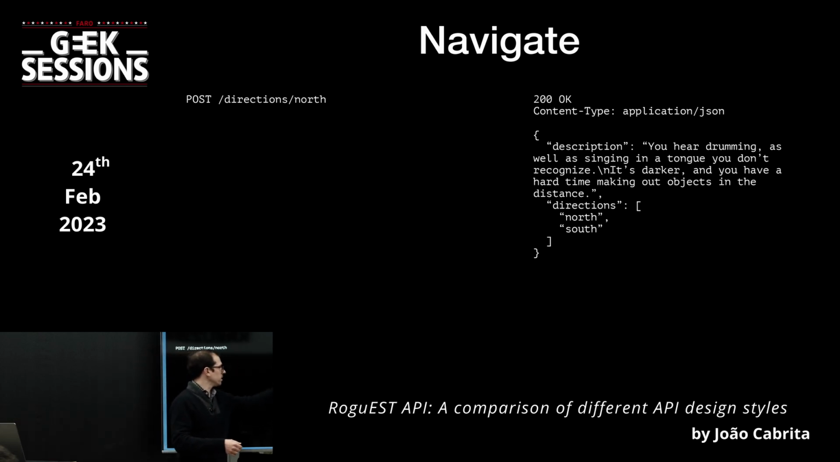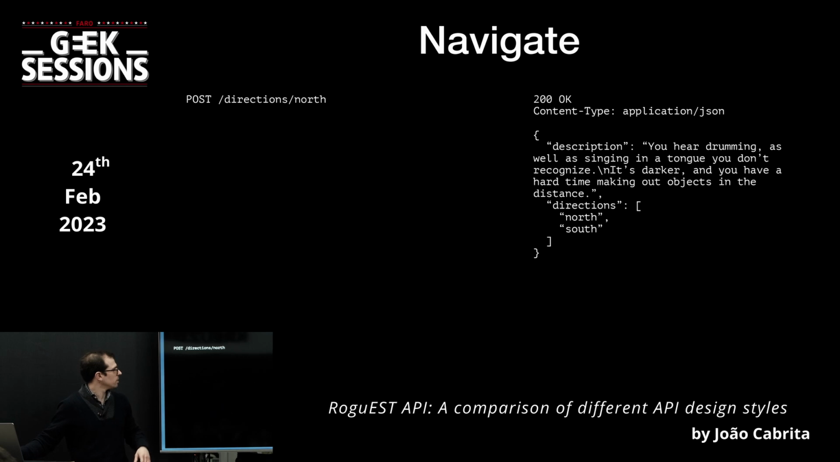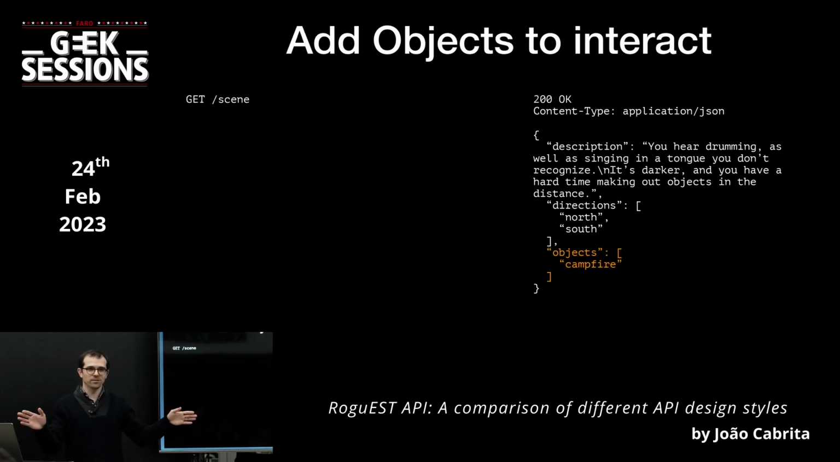And what you get back is a new scene. You get some more, poorly written text, and you get, for example, another set of directions. So the scene changed, and now you can either go north or you can go south. South makes sense because you came in, you went north, so you can go back unless a door closes or something like that. Everything clear so far? Nothing mind-blowing, right? Pretty trivial.